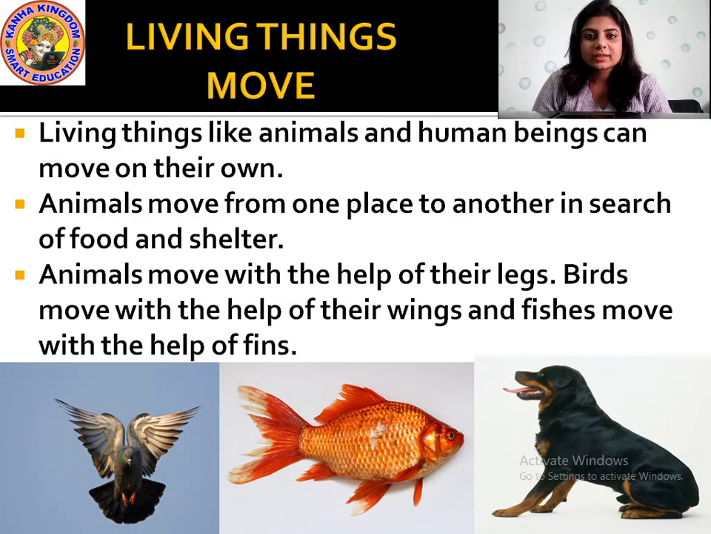So now the first characteristic of living things, that is living things move. Living things can move from one place to another. Point number 1, living things like animals and human beings can move on their own. We human beings, the animals, they can move from one place to another. Okay, but not plants. Plant is also a living thing, but they cannot move from one place to another. They show their movement or their growth in some other way.